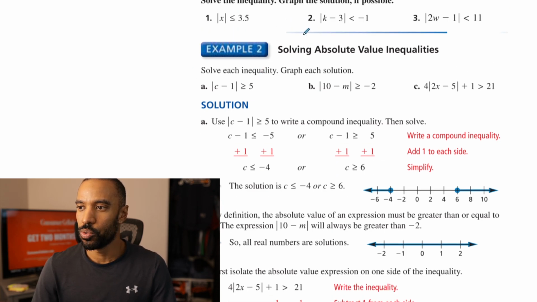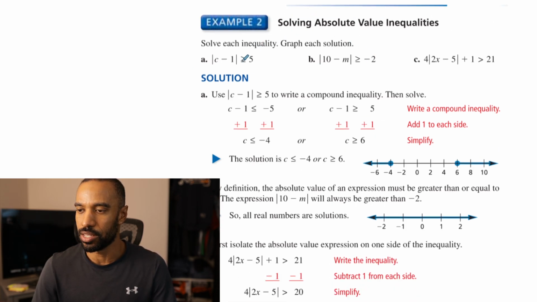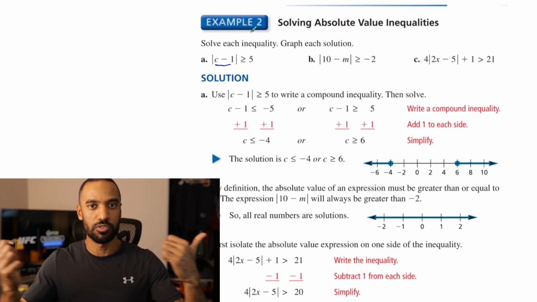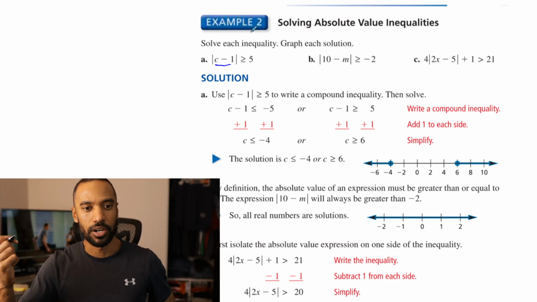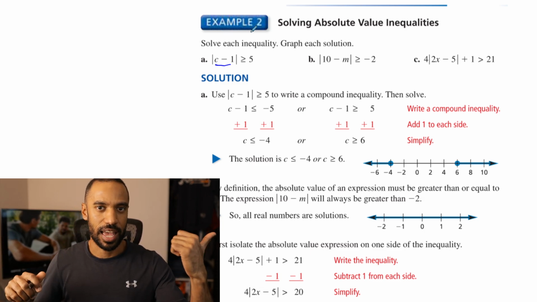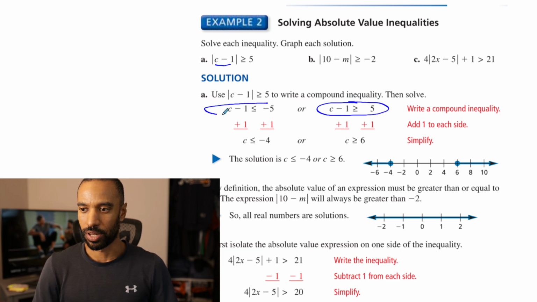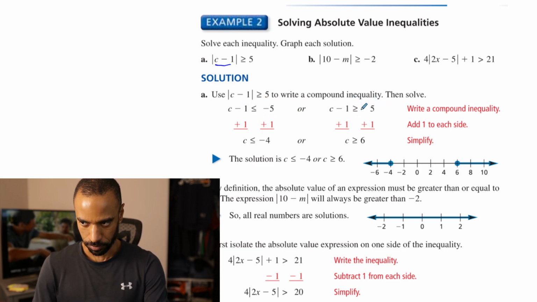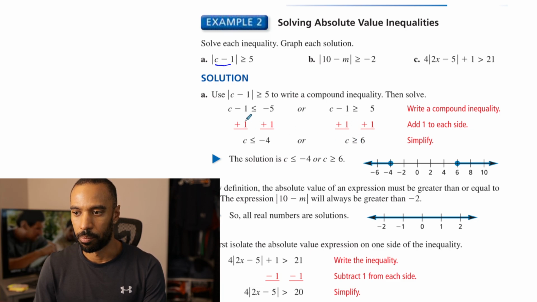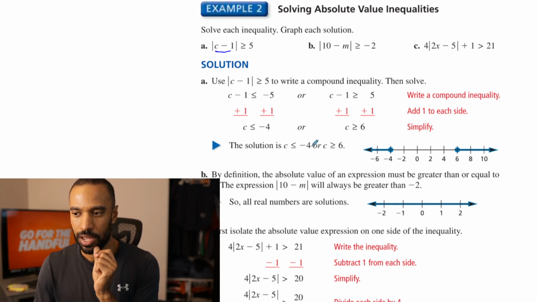Okay. Example 2, solving absolute value inequalities where we are greater than or equal to, or greater than. This one's isolated, so we will set this in and of itself. The absolute value of this must be greater than or equal to 5 units. So we must be greater than 5 units from 0 in either direction: greater than or equal to 5, or less than or equal to negative 5 is our setup. We solve these individually, add 1 to both sides, add 1 to both sides here, and there's our setup.